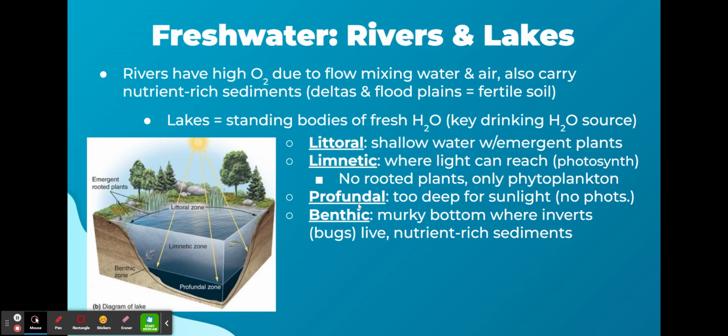Next is the profundal zone. It's too deep for sunlight, so no photosynthesis can occur. Next is the benthic zone, which is the murky bottom where invertebrates, such as bugs, live. And it also has nutrient-rich sediments. It's kind of in like the mixture between the limnetic and profundal zones on the soil part of the lake.